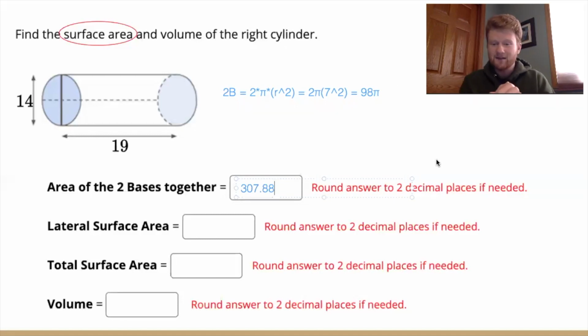So now we want to find the lateral surface area, which again is the surface that connects the two bases. And here it is one surface, it's that rectangle, which is the circumference times the height of the prism. So we know the height of the prism is 19.